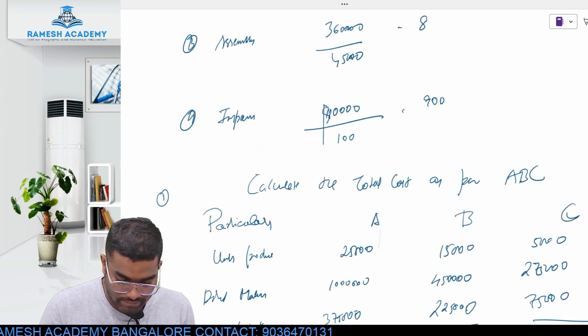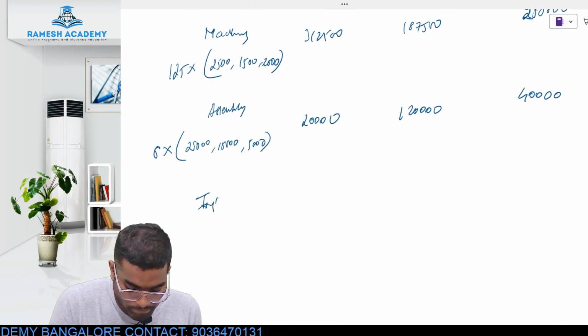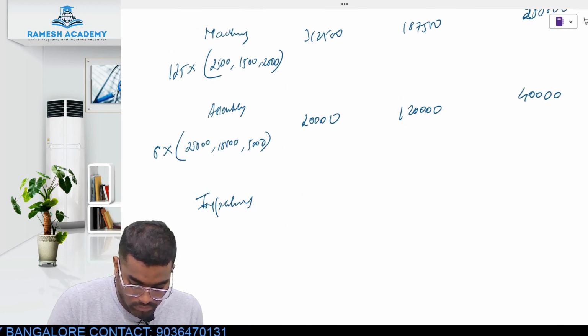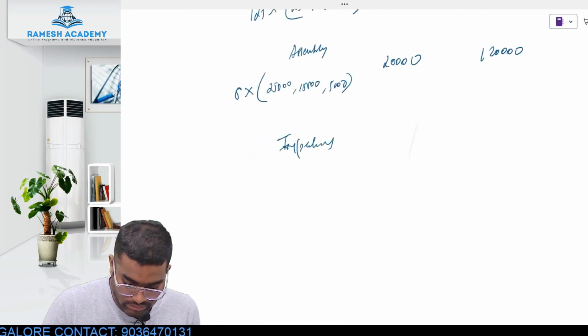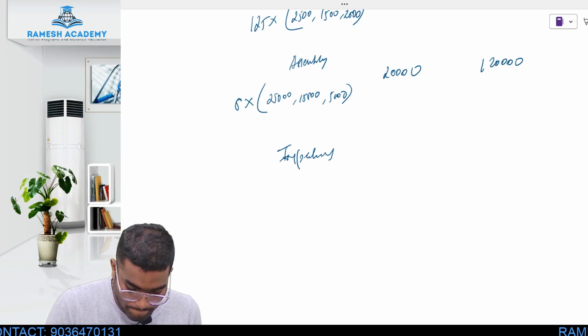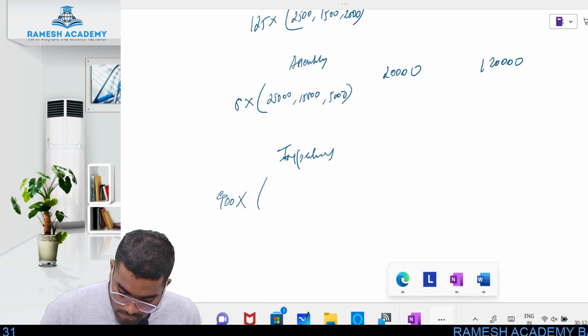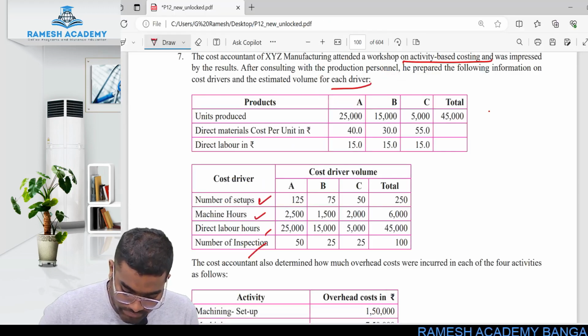Next, finally we have inspection. I guess number of inspections. What is the number of inspection? I'm sorry, the rate is 900. So what is the volume? 50, 25, 25.